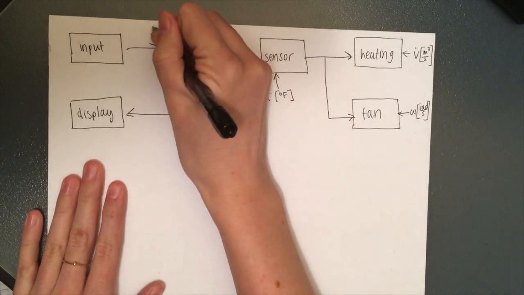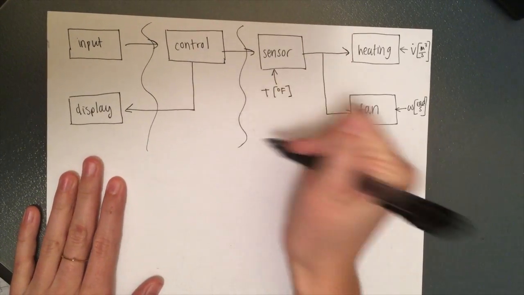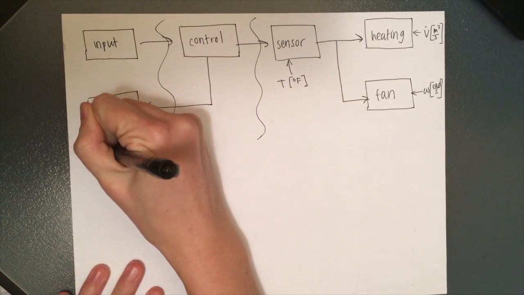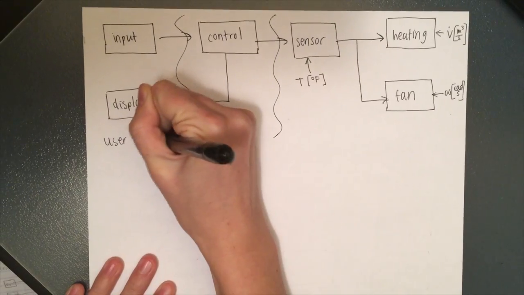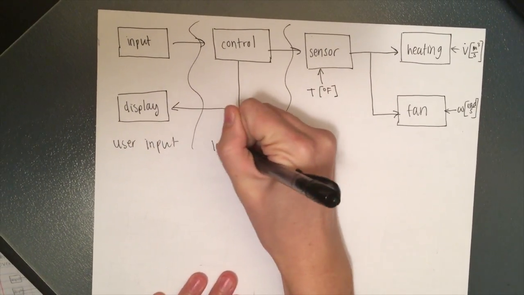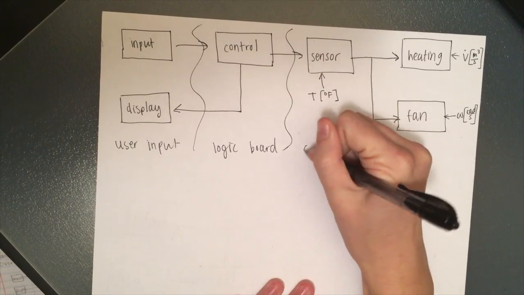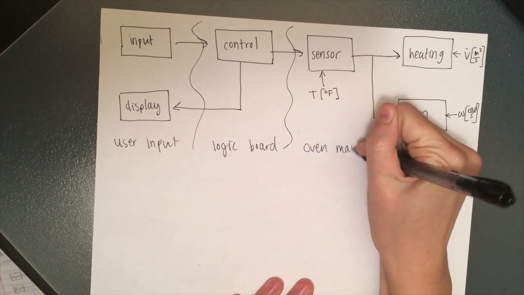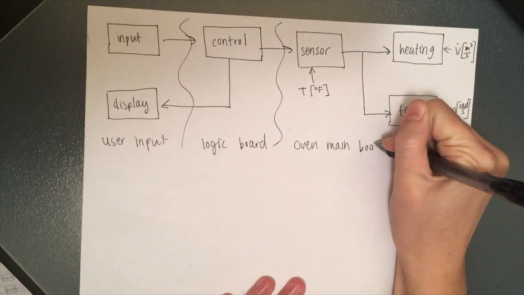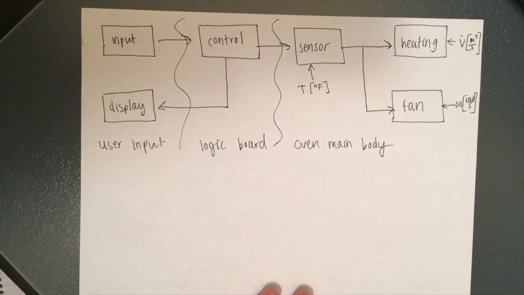The system can then be broken into three separate parts. This is the user input. This is the logic board component of our oven. And finally, we have our oven main body. And that is our block diagram.